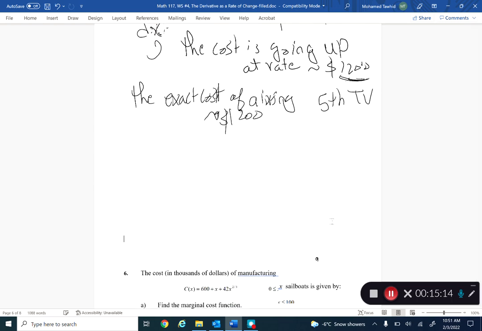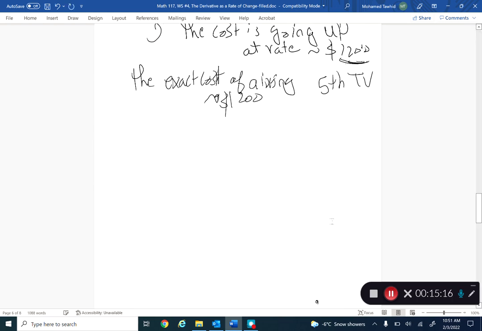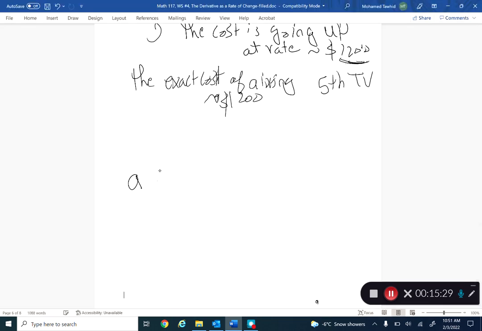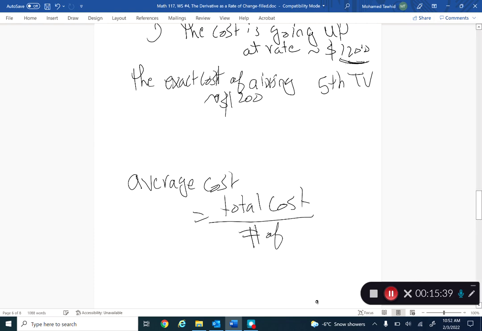When you say the average of something, you tell me, oh, the total divided by the number. The total over the number. So here, I'm defining the average cost. The average cost is the total cost divided by the number of items or products.